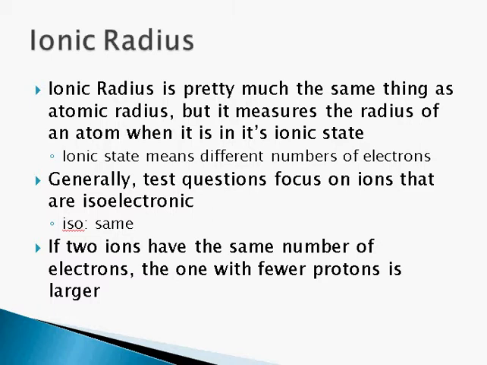Most of the test questions that you're going to see focus on ions that are what we call isoelectronic. Iso is a prefix. I don't know if it's Latin or Greek, but it means same. So isoelectronic just means the same number of electrons. It might be something like Na+, which has lost an electron, and F-, which has gained an electron. So they both have 10 electrons at that point. Again, more examples are to come.